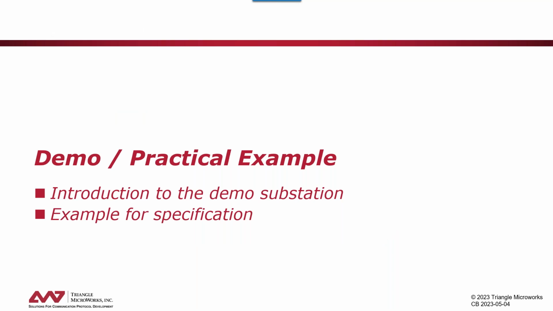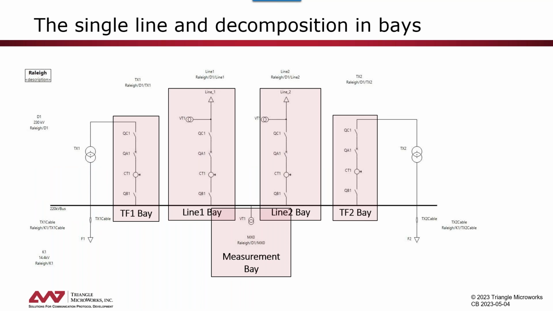Before we show that on an example, I would like to introduce an example that we will use in today's webinar along the engineering process to show you how the different steps are working. The little application that we have chosen is a substation with 4 feeders. We have 2 line feeders coming into the substation, and then we have 2 transformer bays where we go to the lower voltage side, and we also have a measurement bay.